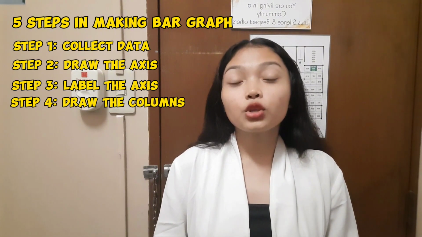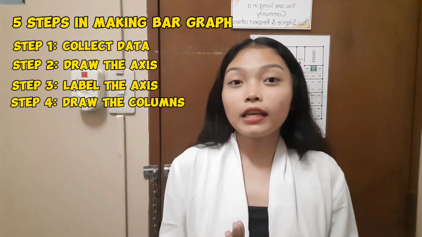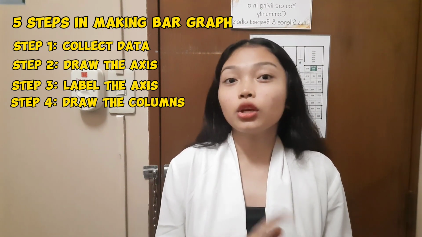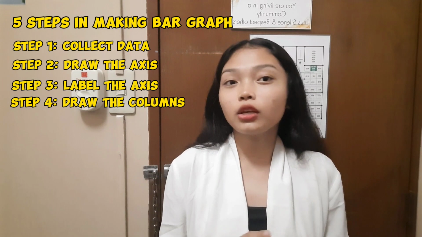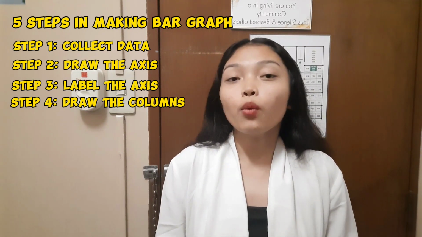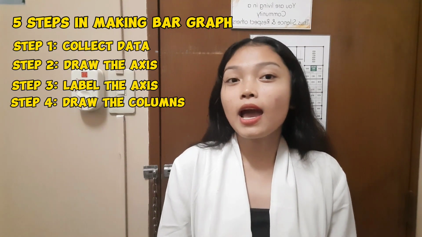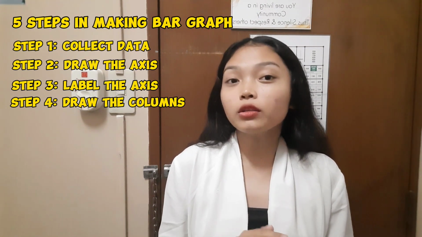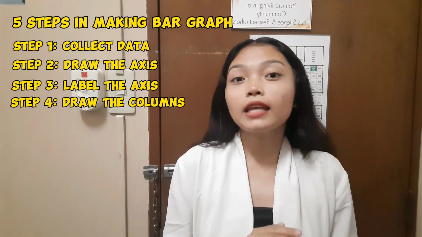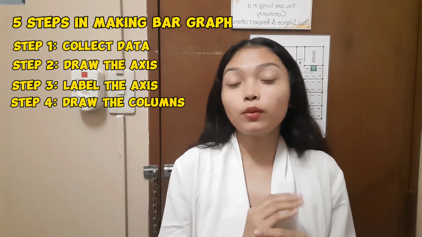Fourth step, draw the columns. Finally, we draw the bars, and generally the bars are not connected or continuous. Now, we extend the bars from the base value to their corresponding frequency, and if the value falls between the plotted frequencies, take an approximate point between the two.